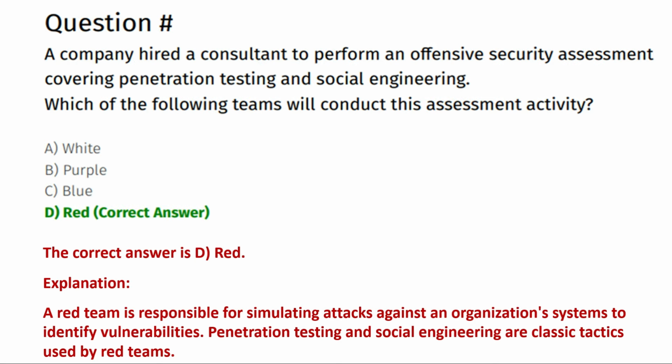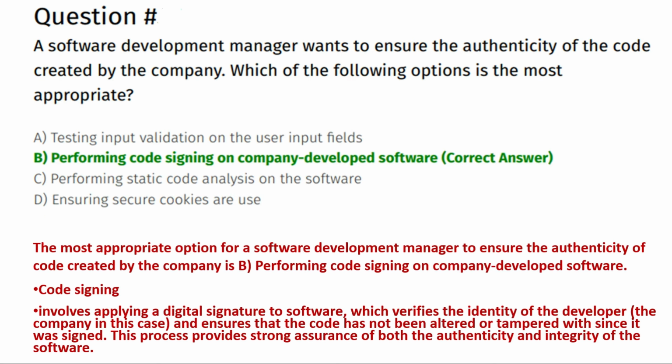So that's why the correct answer for this question is option D, red. So let's move to the next question. The next question is, a software development manager wants to ensure the authenticity of the code created by the company. Which of the following options is the most appropriate?